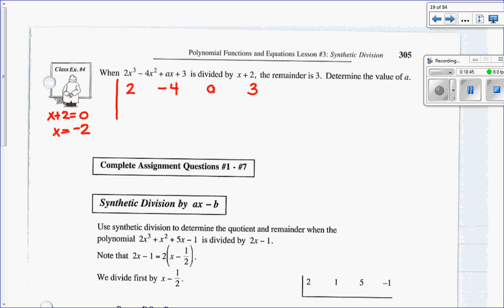Okay, same as before. Set this up, leaving yourself a column underneath. And we've got negative 2 out front. We're going to bring down 2. Then we times 2 by that negative 2, that's negative 4. Negative 4 plus negative 4 is negative 8. Negative 8 times negative 2 is positive 16. A plus 16 is the answer here, so we'll just put it as a plus 16. Then a plus 16 times negative 2 is going to be negative 2a minus 32.